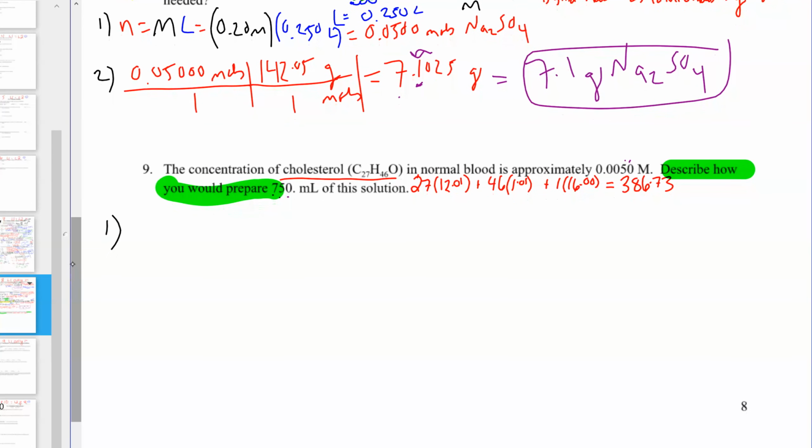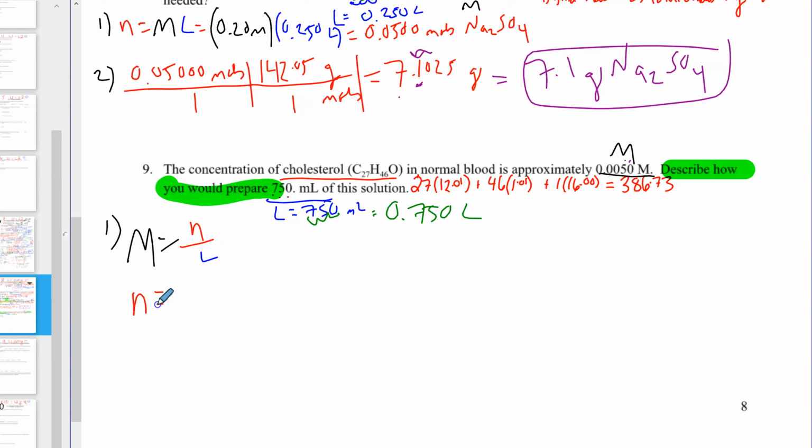So we know that molarity is 0.0050. We know that the volume equals 750 milliliters. Well, we got to convert that to liters. So let's go 1, 2, 3, 0.750 liters. We're just solving for n again. So if M equals n over L, we want to isolate and solve. n equals M times L.